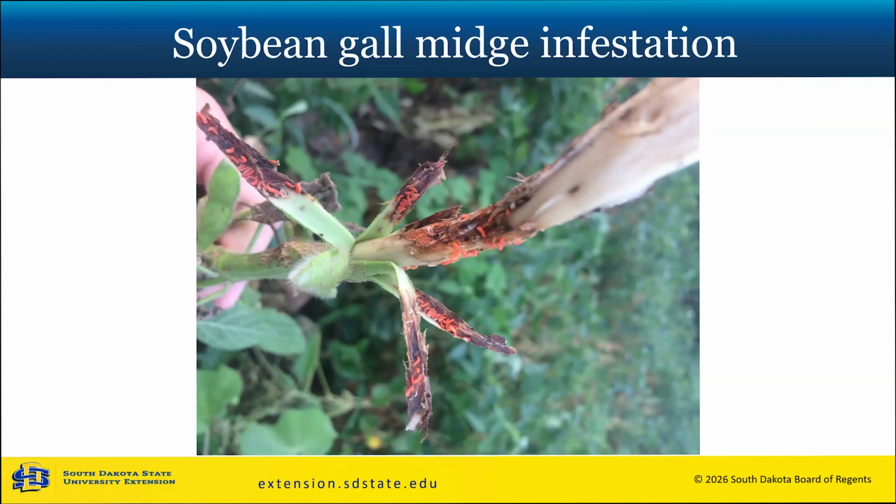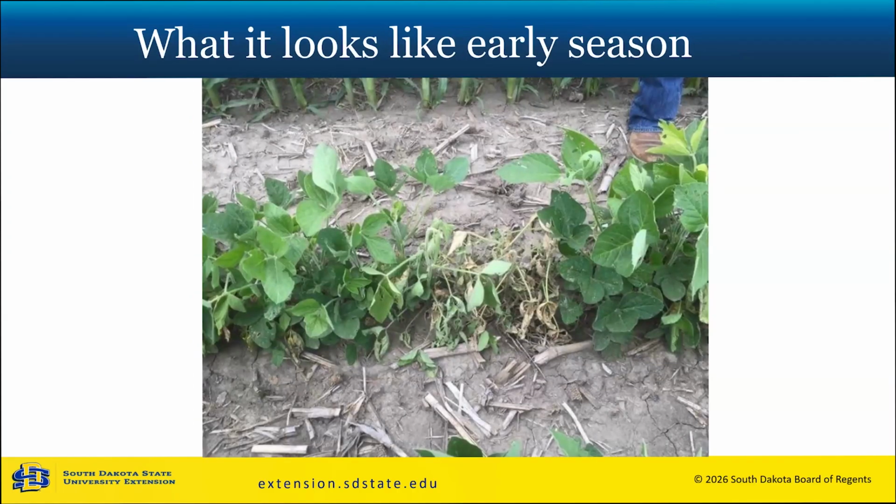So you can see that's the third instar soybean gall midge larva, along with other second instar seen there. But this is a very severe example. And again, you can see that dark discoloration of that soybean stem. That's the clear indication that you have soybean gall midge, is that discoloration at the base of that soybean stem. So here's what it's like early in the season.